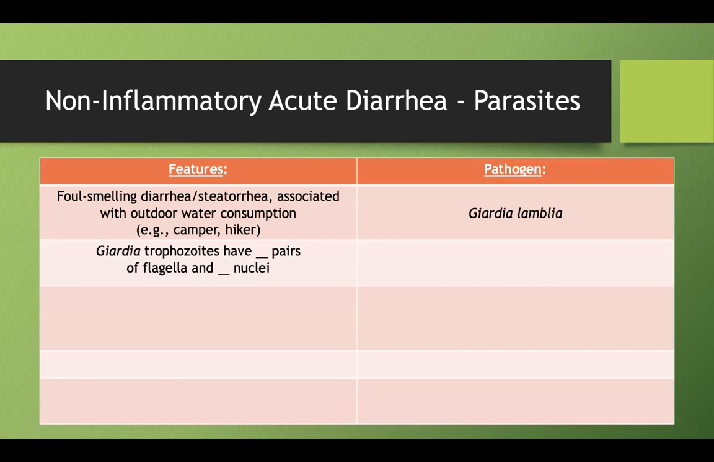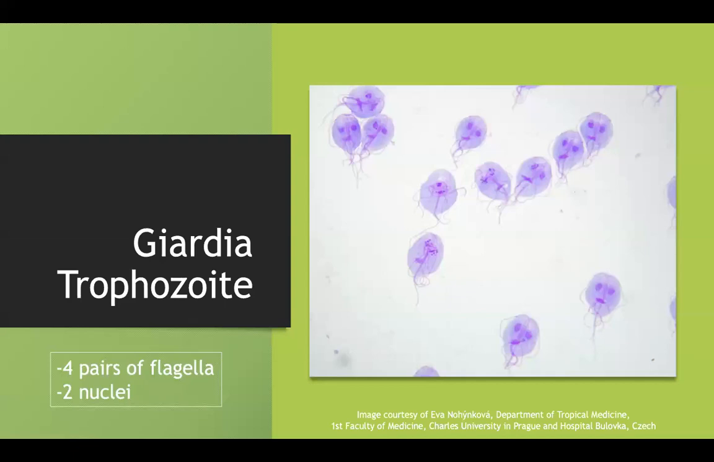The trophozoites of Giardia, how many pairs of flagella do they have and how many nuclei? So they usually have 4 pairs of flagella and 2 nuclei. And if we look at a picture, those 2 nuclei give you this classic look, almost like a face looking at you. And they do like to show the histology so that you know that this specifically is the trophozoite of Giardia.